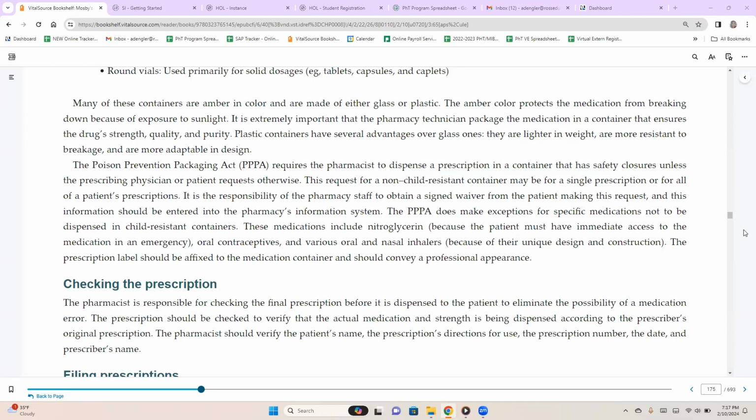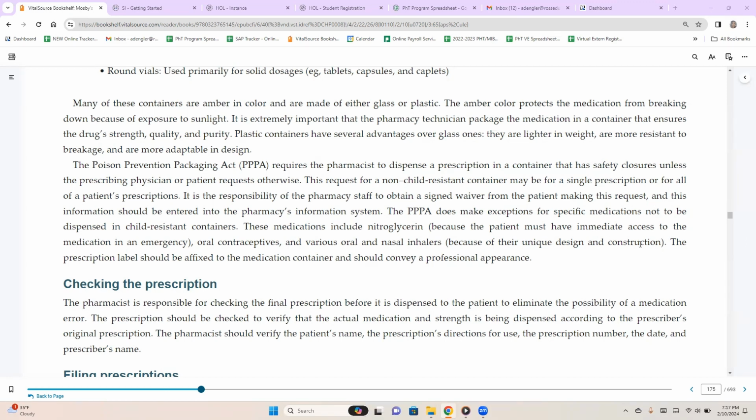The Poison Prevention Packaging Act requires a pharmacist to dispense a prescription in a container that has safety closures unless the prescribing physician or patient requests otherwise. The request for non-child resistant containers may be for a single prescription or for all of the patient's medications. It is the responsibility of the pharmacy staff to obtain a signed waiver from the patient making this request, and this information should be entered into the pharmacy's information system.